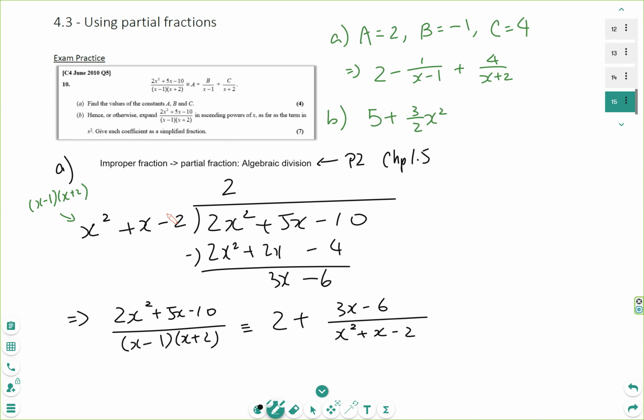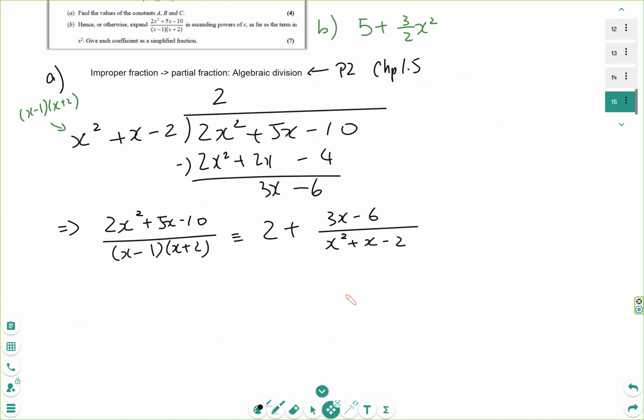I can't remember the name of this. In a long division, basically, each part of the process has a name. This is called the quotient, this is called the remainder, obviously. This is called the dividend or divisor, one of them. I can't remember. So now what you also then need to do is the partial fractions.